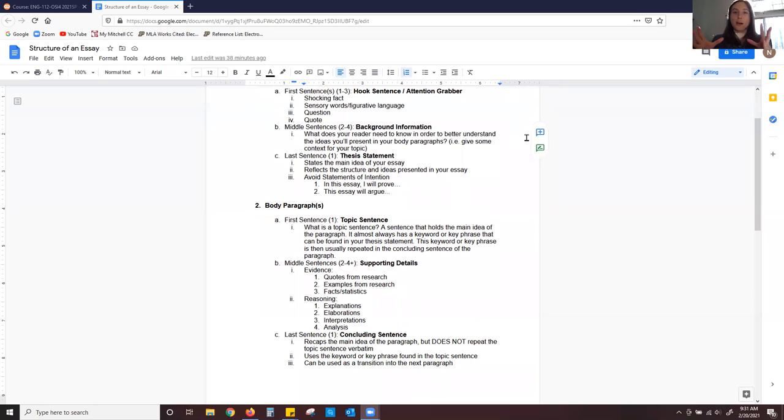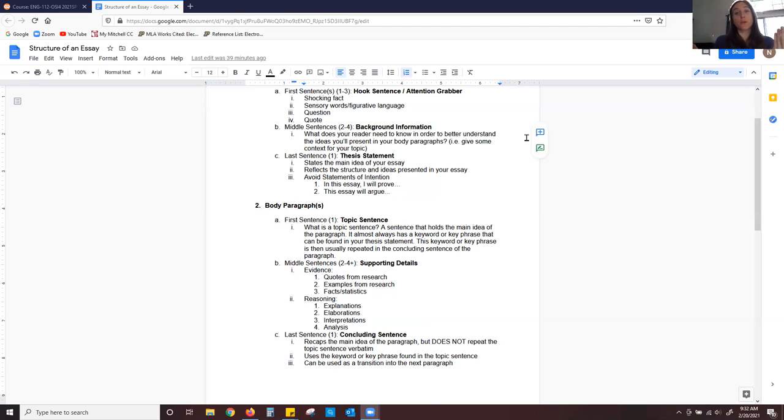After you have your topic sentence laid out, you are then going to craft the middle of your paragraph, which contains supporting details. These are evidence and reasoning. Your evidence is based on the research that you've completed. So you're going to integrate quotes from your research, maybe some examples, personal anecdotes that other authors or reviewers have given to your subject, and or facts and statistics about it. You are then going to give your reasoning, in which you explain, elaborate, interpret, and or analyze what that evidence has to say about your argument and how it relates back to your thesis statement.